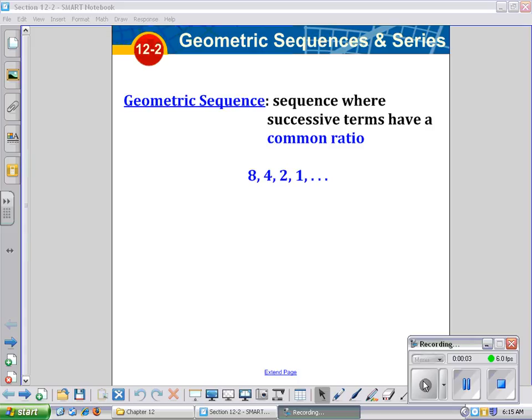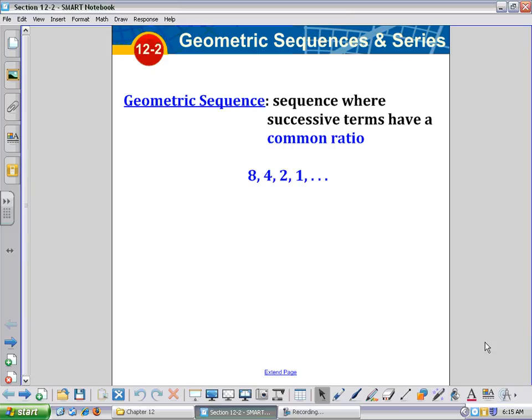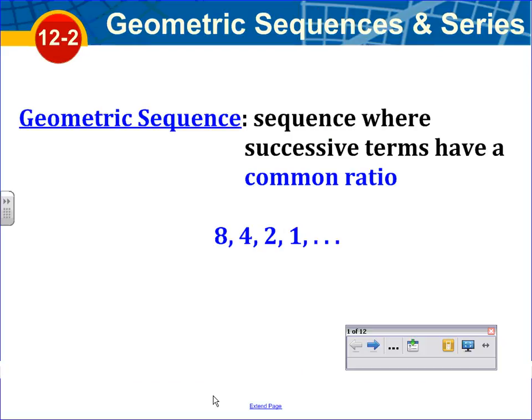Hello everybody. We're going to start today with geometric sequences and series. It's the exact same idea as yesterday with the arithmetic sequences and series. Same ideas, only from one term to the next you are going to multiply or divide, but I don't really think of it as division. I think of it as multiplication, because if you're dividing, you're going to multiply by a fraction.